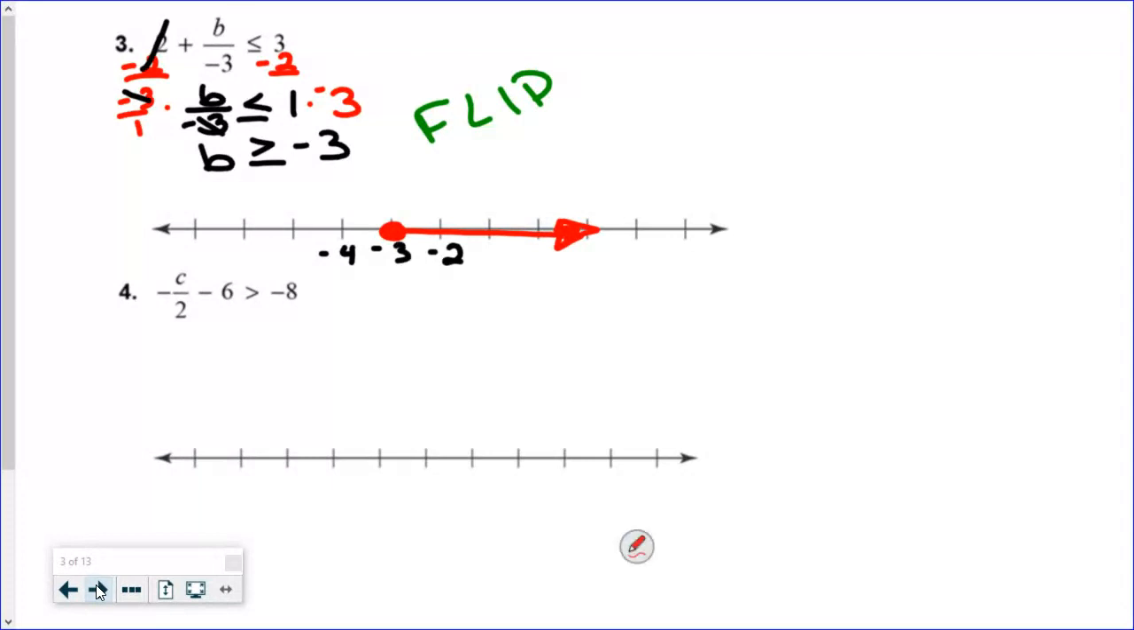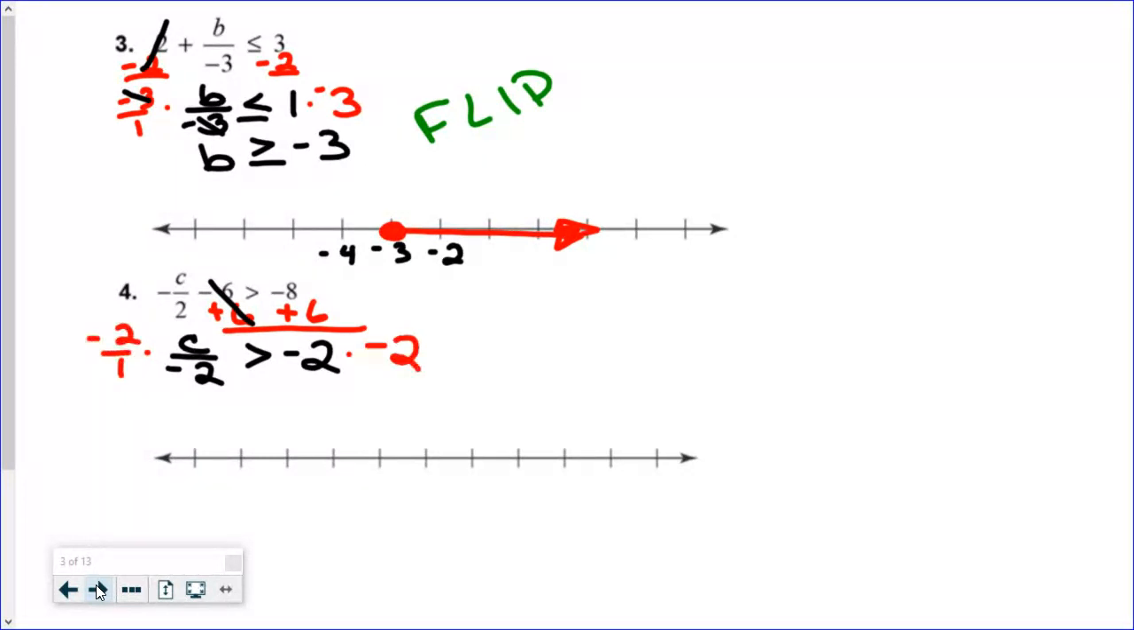Number 4, add 6. Now again, I like to assign the negative to the number so it doesn't get lost in the variable. So that's a negative 2 as well. Then I'm going to multiply by negative 2 over 1 just to cancel that out.